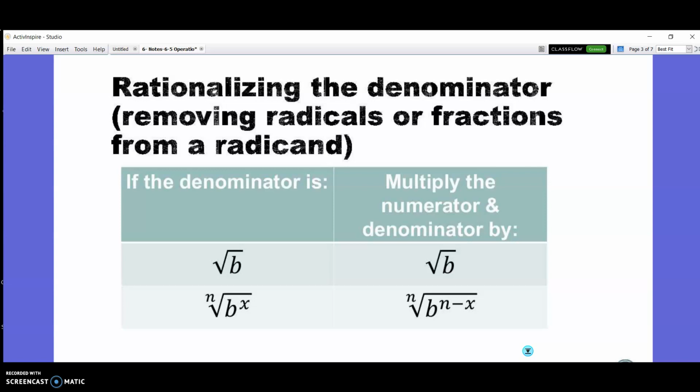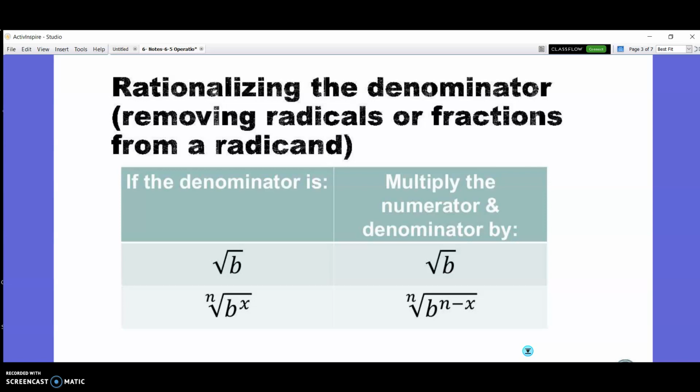Okay, this might be confusing to some, but I'm going to leave it in there in case you do understand it. If the denominator is just the square root of b, all you need to get rid of the radical in the denominator is to multiply by another square root of whatever b is. In order to make the solution mathematically correct, we need to remove all radicals from the denominator. So we can't have a square root or a cube root or a fourth root, any radical in the denominator of an answer.